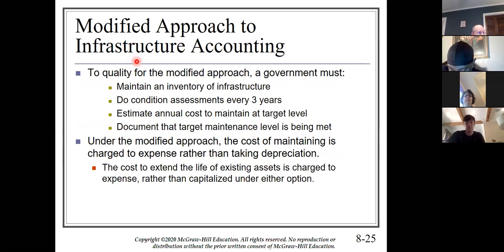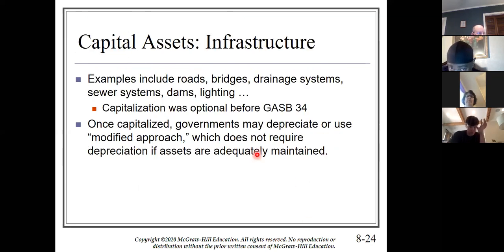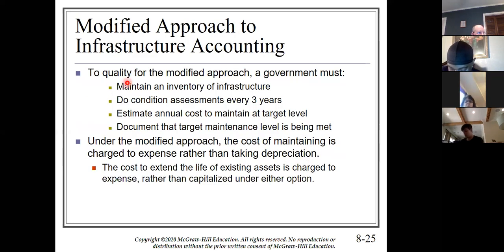Modified approach to infrastructure. If it's adequately maintained and they're not going to depreciate, then they have to maintain an inventory of their infrastructure, do condition assessments every 3 years, estimate the annual cost to maintain at target level, and document that the target maintenance level is being met. So in this modified approach, these maintenance expenses would be recorded as expense rather than depreciation.